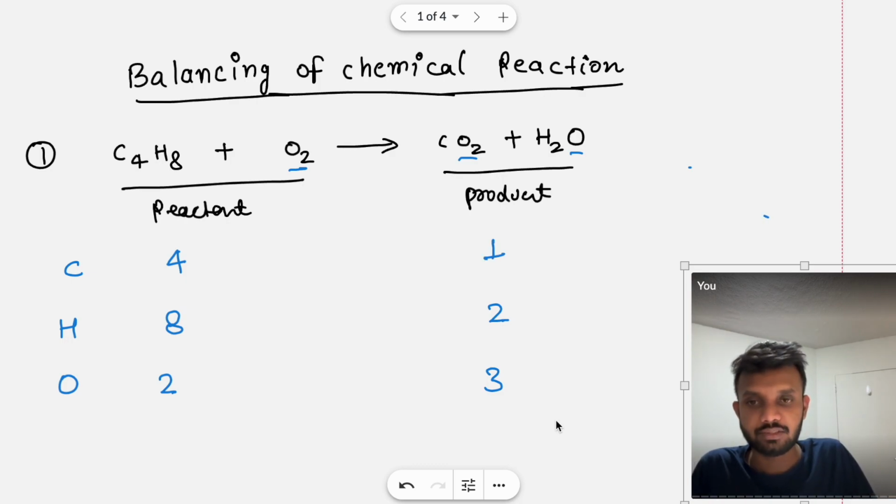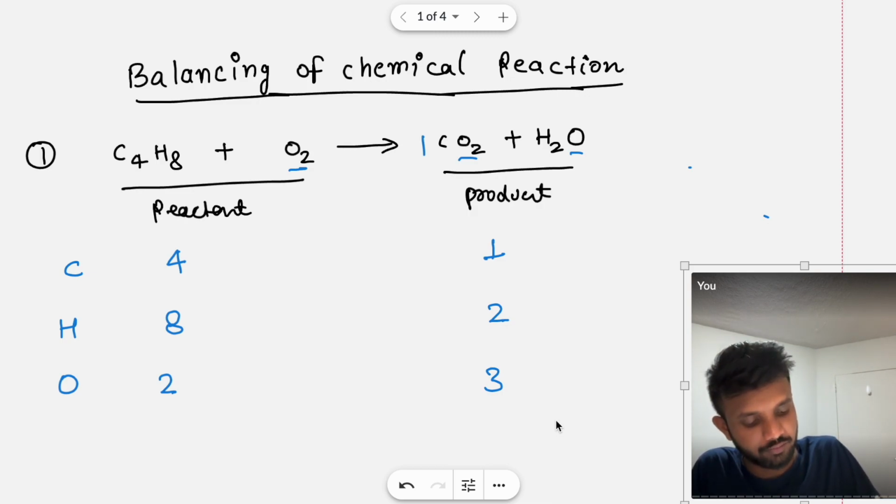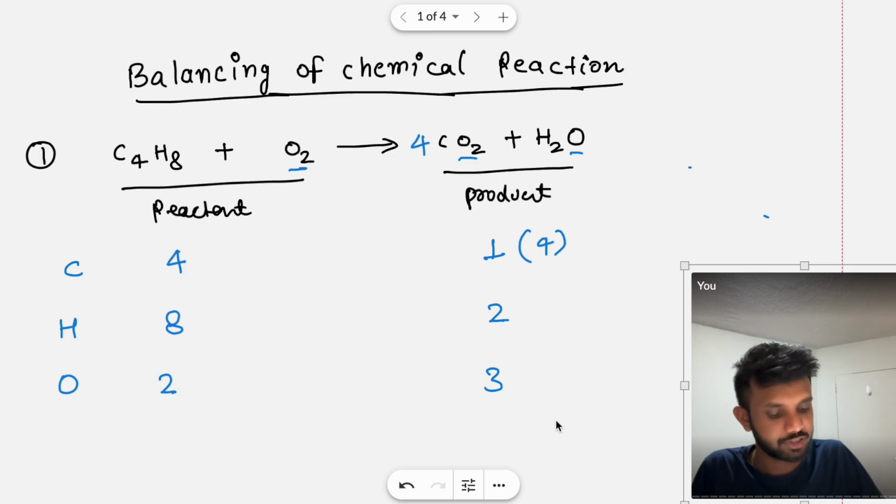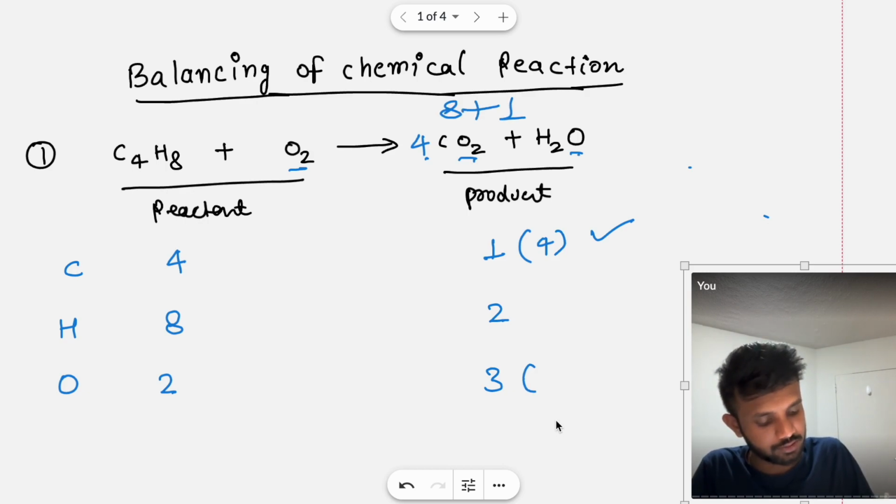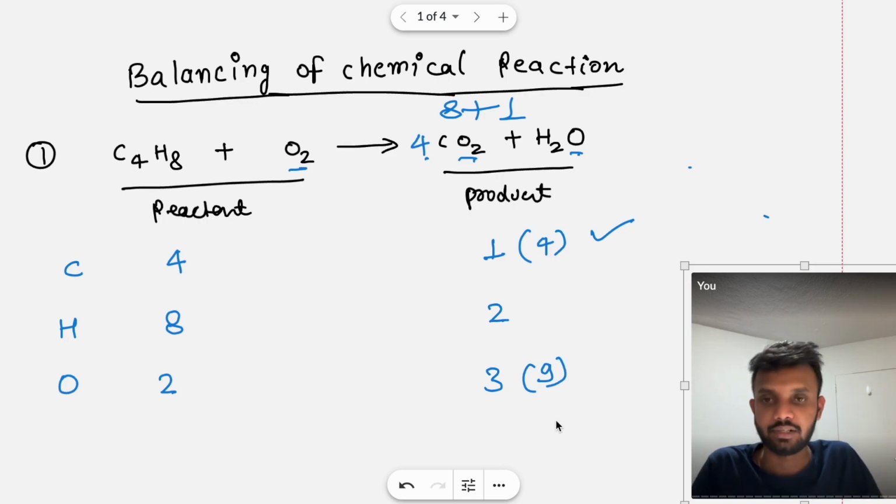Now we'll try to balance this. So first we'll try to balance the carbon, right? For balancing the carbon I have to multiply here with the 4, right? So now the number of carbons on the product side is also 4, right? So now carbon is balanced. Now I have multiplied the CO2 with the 4, so the number of oxygens will change on the product side. So now I have 4 into 2, 8 plus 1, so I have a total of 9 oxygens on the product side, right?